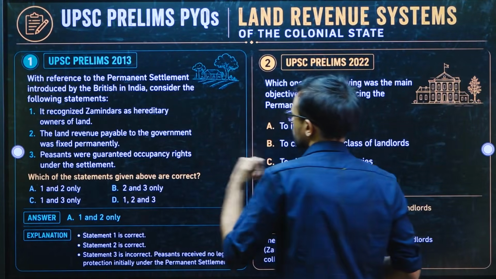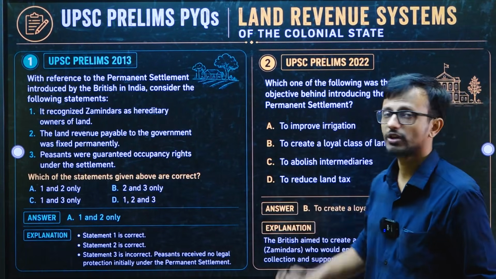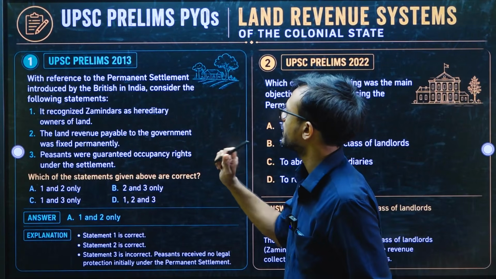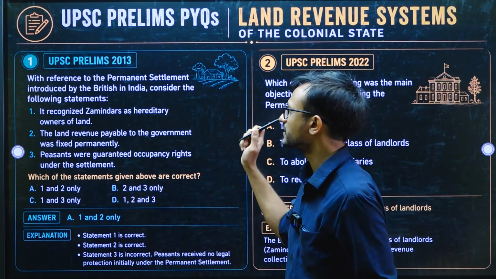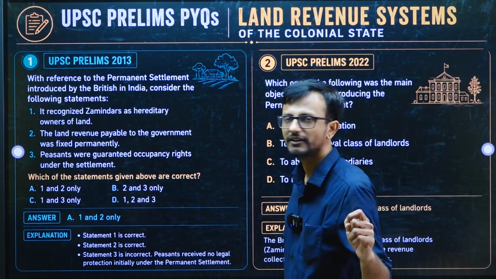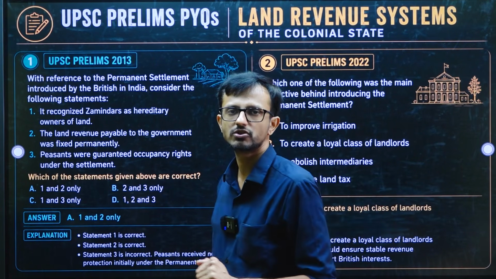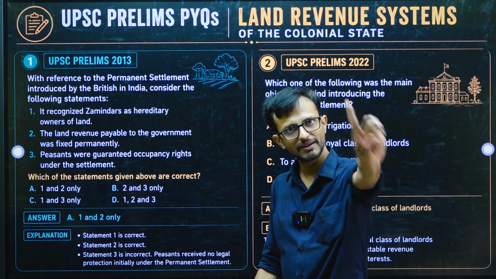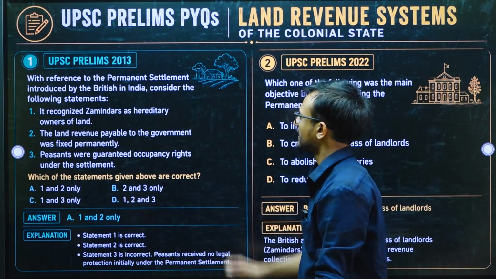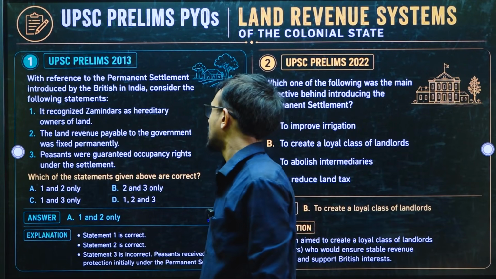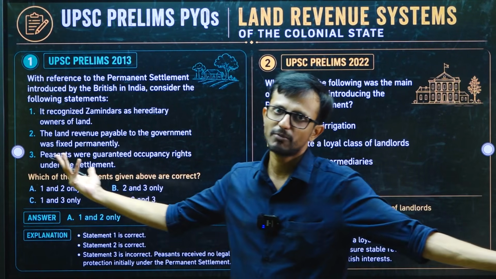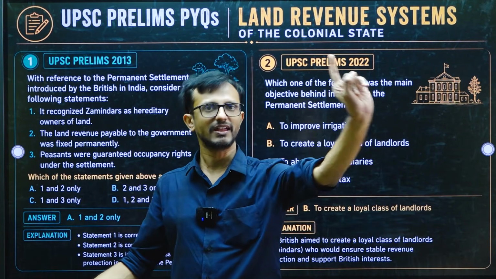We'll go into that. So, two questions that came: one is in 2013 UPSC prelims. I'll read the question. With reference to the permanent settlement introduced by the British in India, consider the following statements. Three statements are given. First, it recognized zamindars as hereditary owners of land. Is it correct? Yes, we discussed that zamindars were considered as the owners of the land. They are implementing that English system on India. That is a correct statement. The second statement is the land revenue payable to the government was fixed permanently. Yes, we discussed that land revenue was fixed permanently.